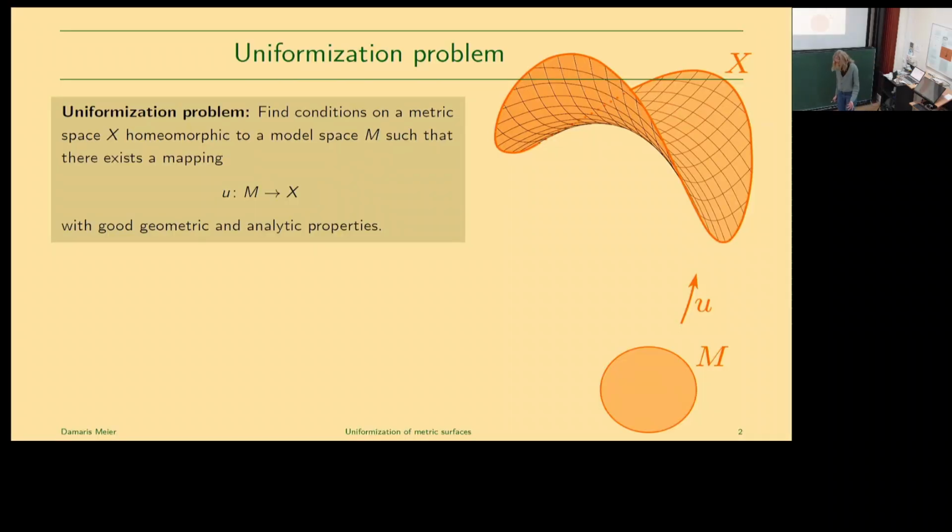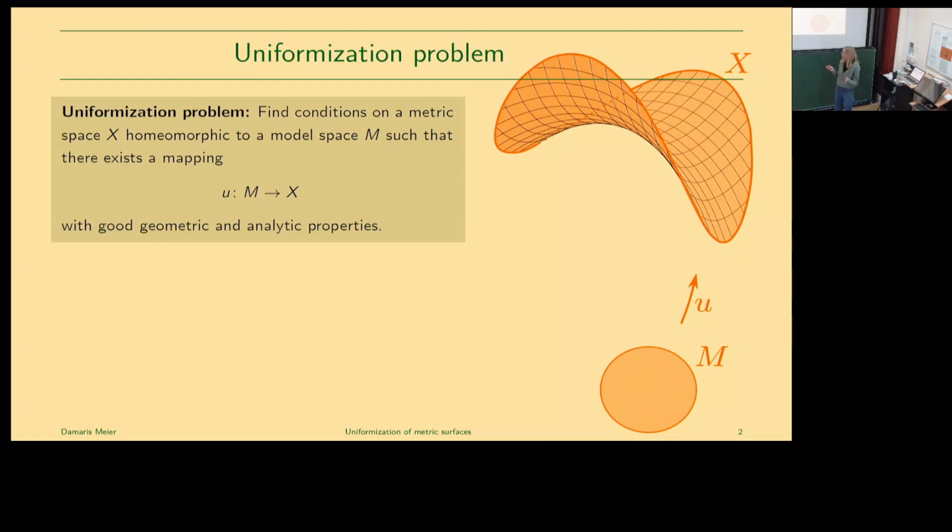So what's the problem that's at the core of today's talk is the following. We are given a metric space X, which is homeomorphic to some model space M, and we want to find conditions on X that guarantee the existence of a nice map U from M to X. And nice in the sense that it carries good geometric and analytic properties.